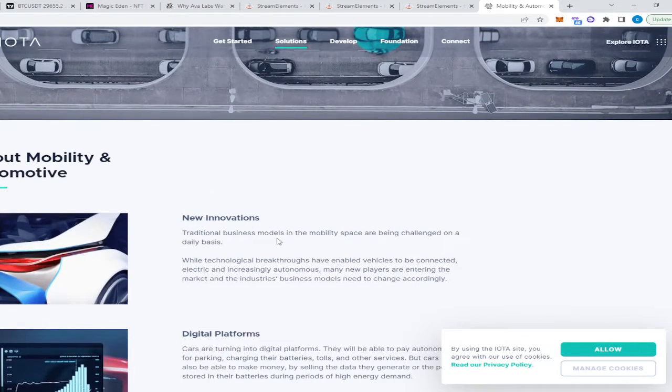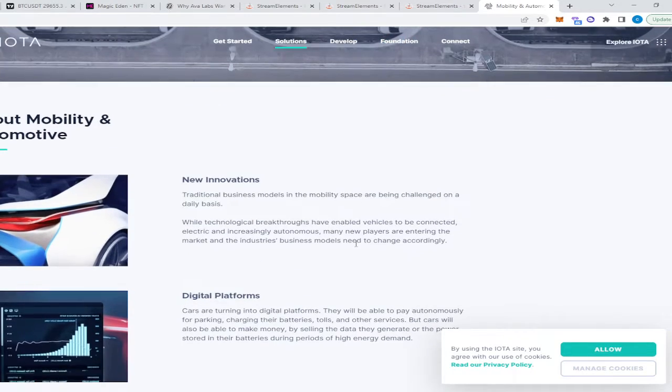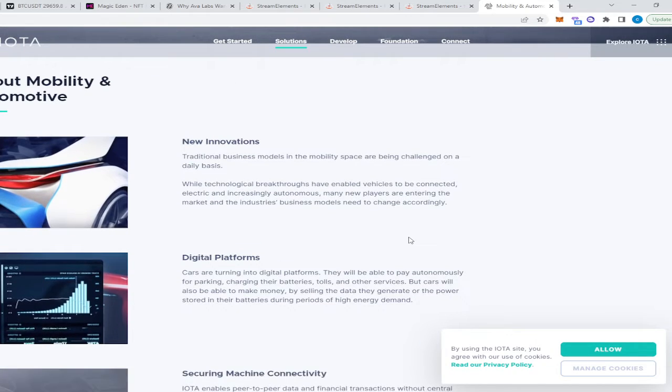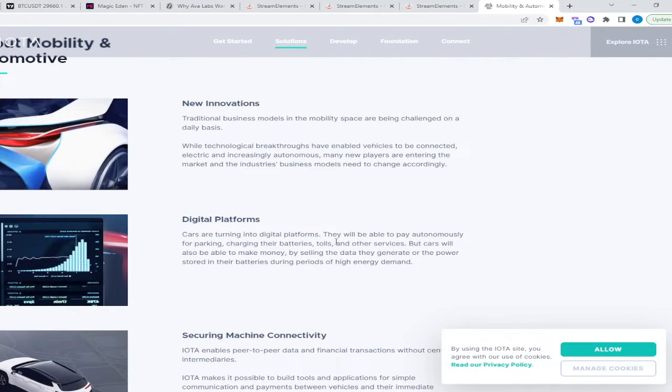So, new innovations. Traditional business models in the mobility space are being challenged on a daily basis. While technological breakthroughs are enabling vehicles to be connected, electric, and increasingly autonomous, many new players are entering the market and industry business models need to change accordingly. So they want to bring digital platforms to the cars as well. Cars are turning to digital platforms. They will be able to pay autonomously for parking, charging for their batteries, tolls, and other services.